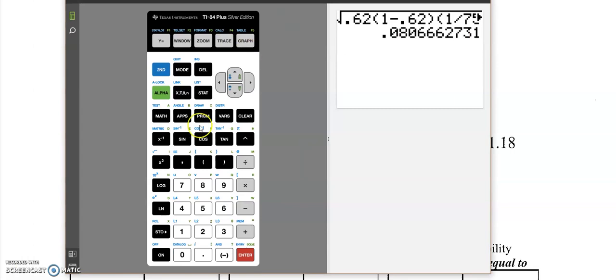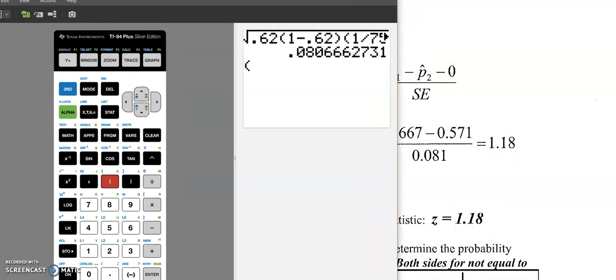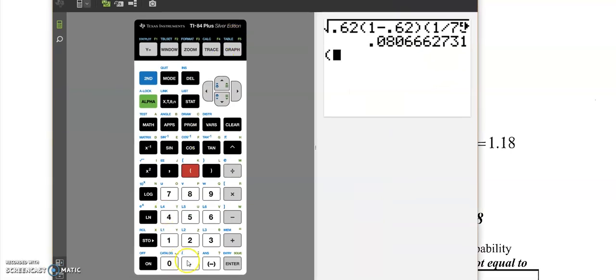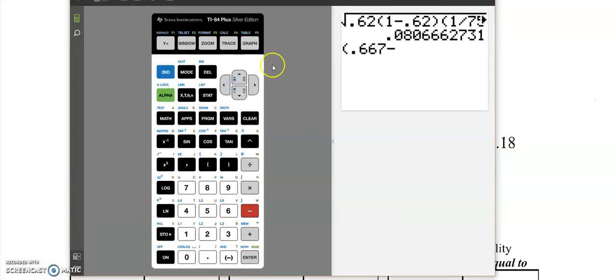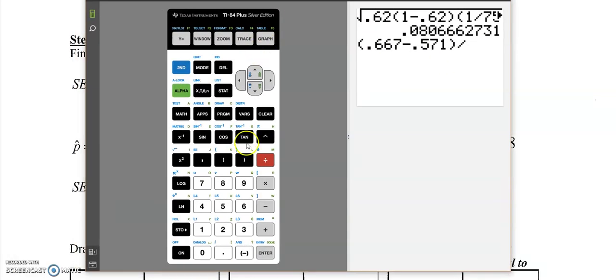So on the calculator, it would be parenthesis 0.667 minus 0.571. Now remember, you could round 4 decimal places or longer, be more exact, but I just did 3. And then divided by 0.081.